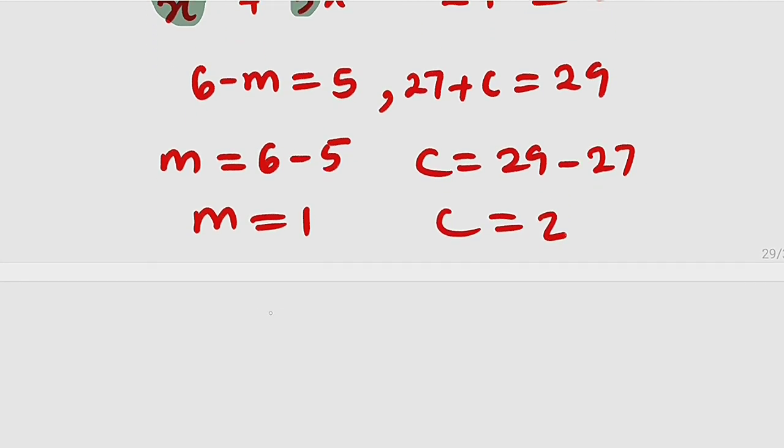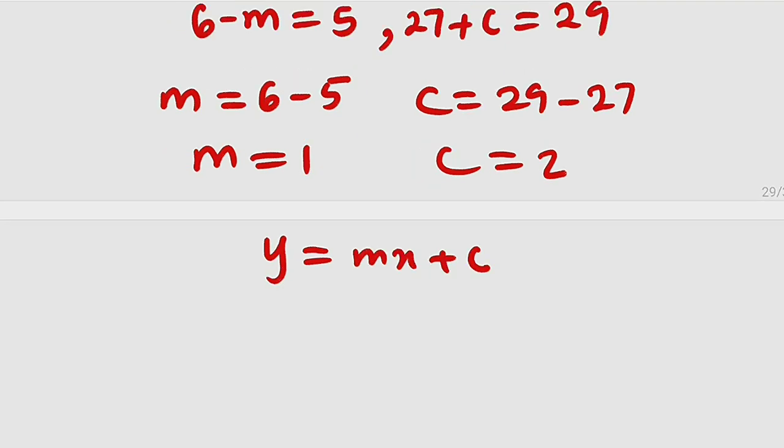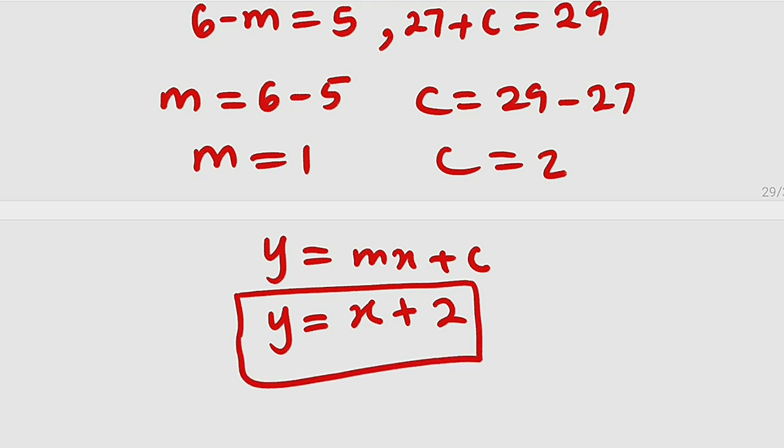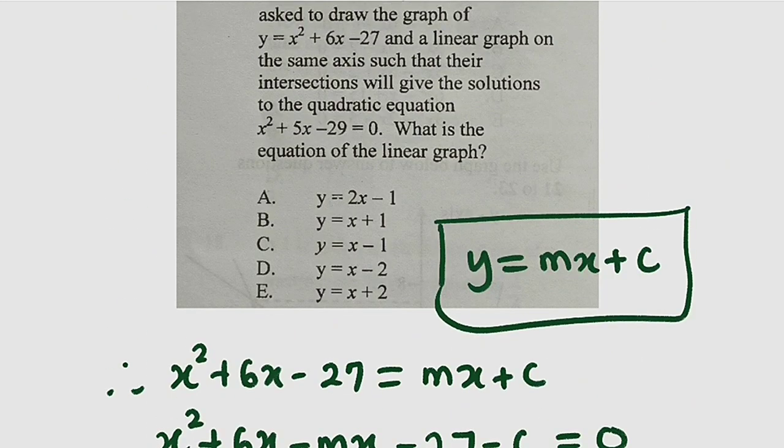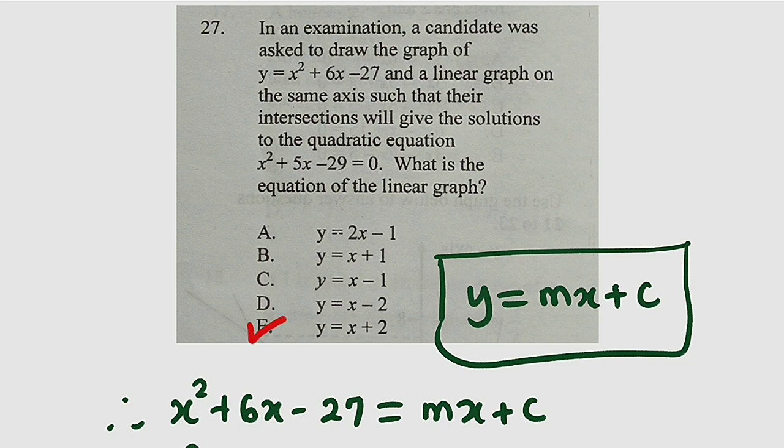So what is the equation? Remember, the equation is y equals mx plus c. So all you have to do is to plug them back. We have y equals, m is 1, we only have x, c is 2. And hence, this is the linear equation, y equals x plus 2, which is option E.